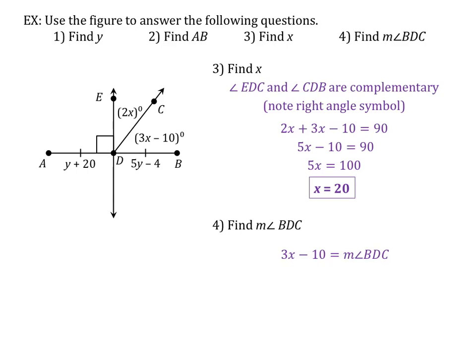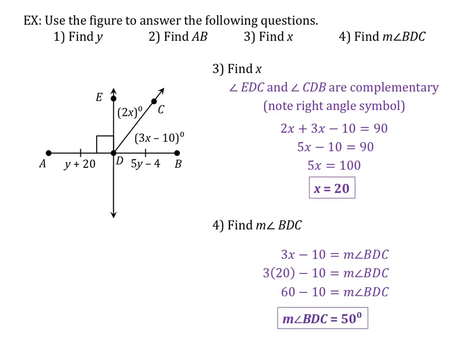So we know that BDC is equal to 3x minus 10 because it's labeled as such in the picture we were given. Since I know x is equal to 20, then I can plug in for x, so I get 3 times 20 minus 10 is equal to the measure of angle BDC. So 60 minus 10 is equal to the measure of angle BDC, and so that means that the measure of angle BDC is equal to 50 degrees.